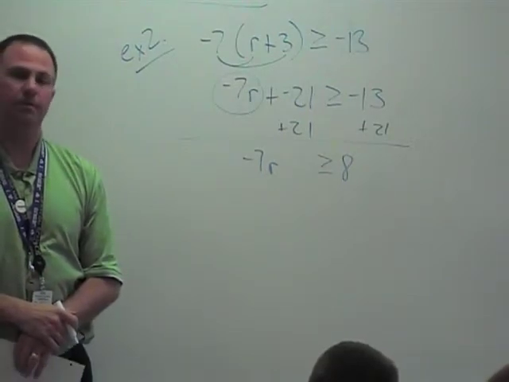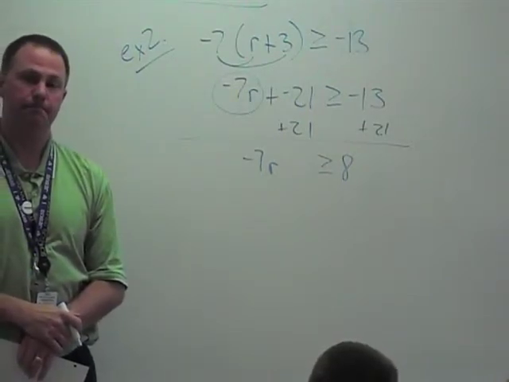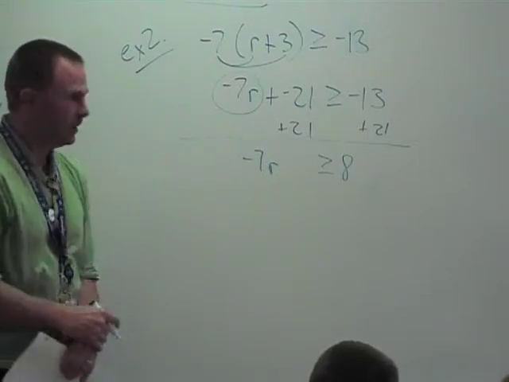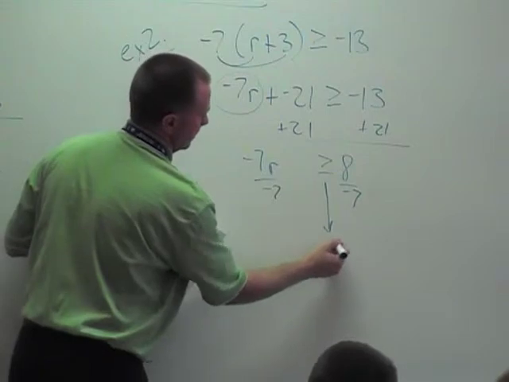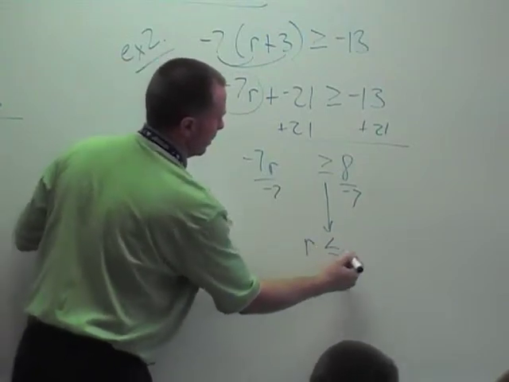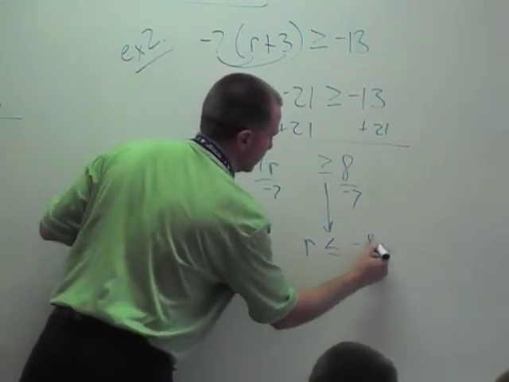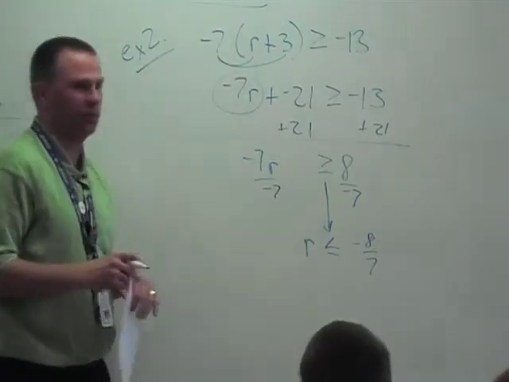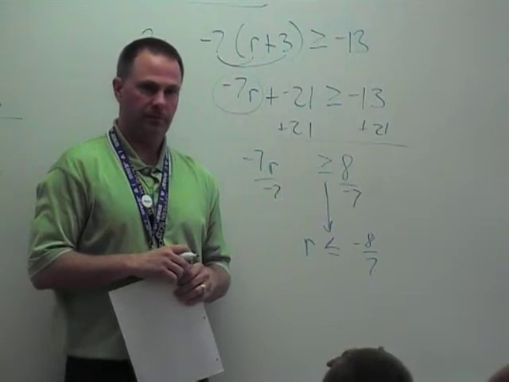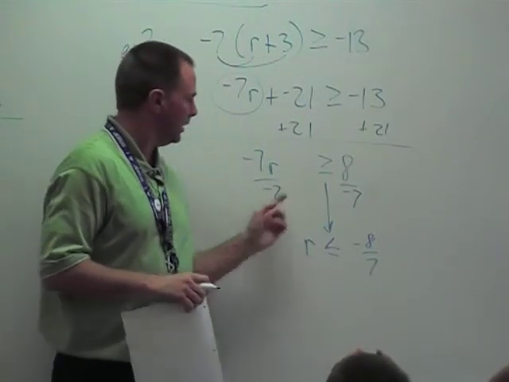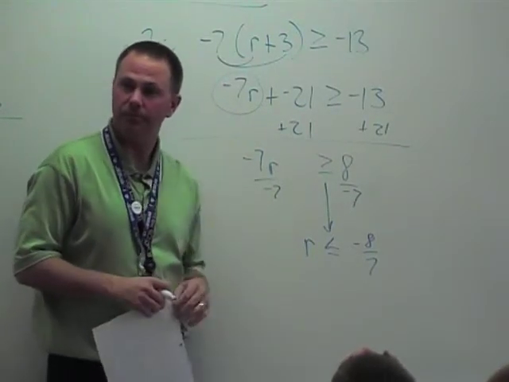Then what do I do next? Divide by a negative. And when you do that, this changes direction. So r is less than or equal to -8/7, or -1 1/7. Why is it changed here? I divided by a negative. Those are the rules.